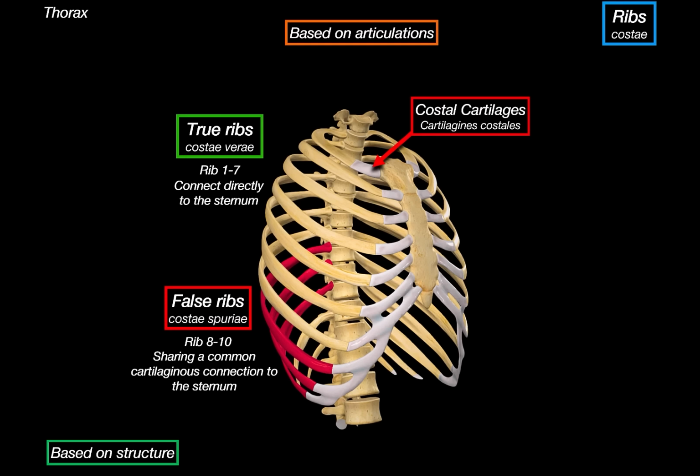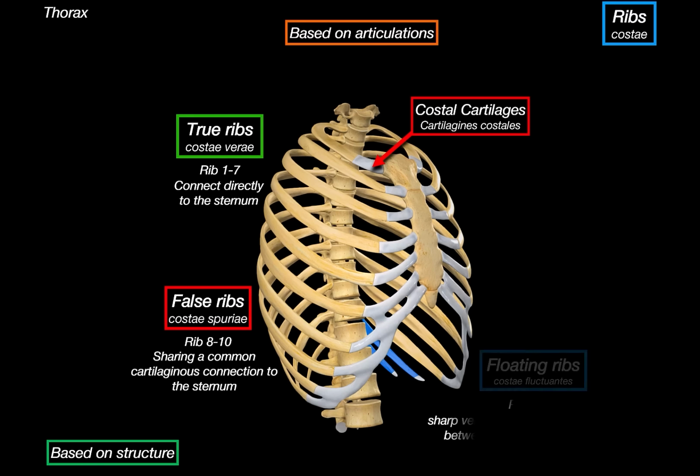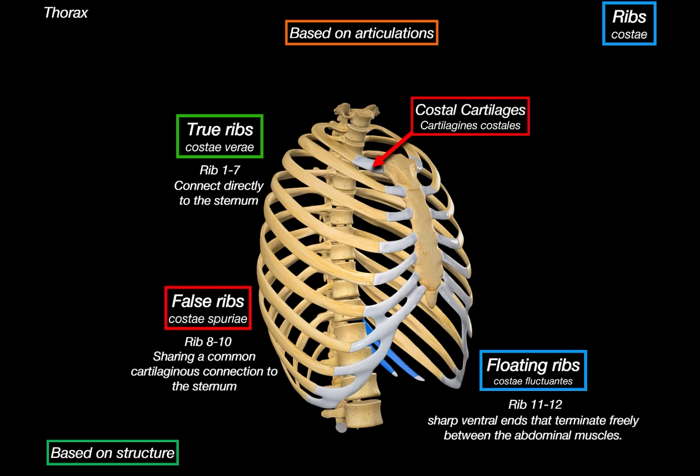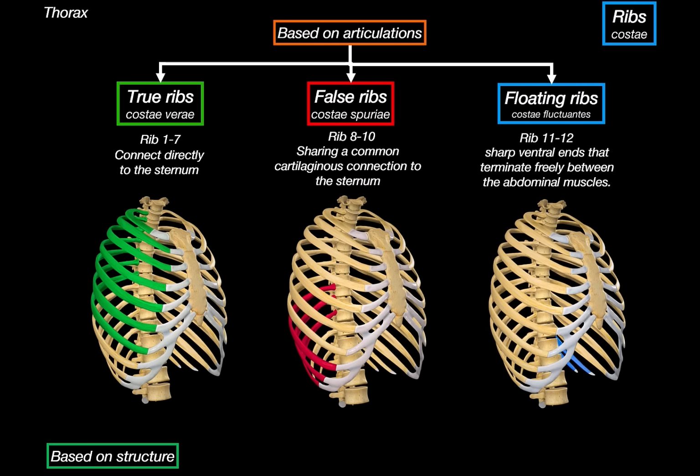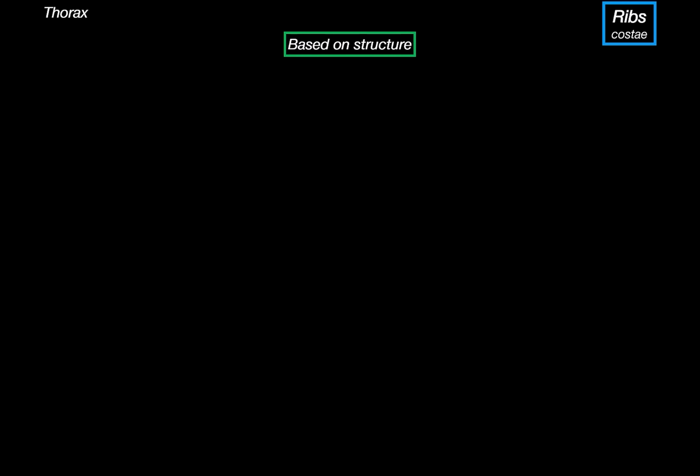Makes sense? What about the last 2? The last 2 ribs, ribs 11 and 12, are the floating ribs. They don't connect to the sternum at all. They end freely in the posterior abdominal wall, which gives them their name, floating ribs. So this is one way to classify ribs: true, false, and floating ribs, all based on how they articulate with the sternum. But we can also classify ribs based on their structure.